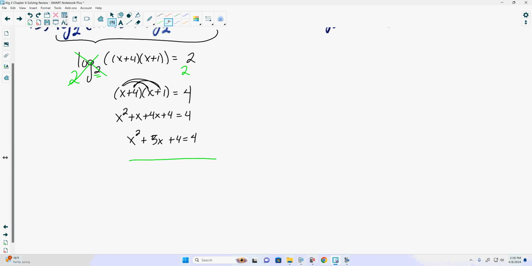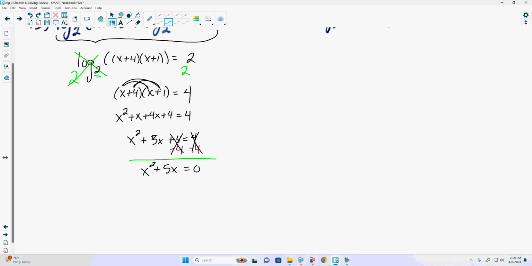Now since we have an x squared term, it might be helpful to get this equal to 0. So we subtract 4 from both sides, giving us x squared plus 5x is equal to 0, because 4 minus 4 is 0. So what we're left with is x squared plus 5x. Questions on this here?